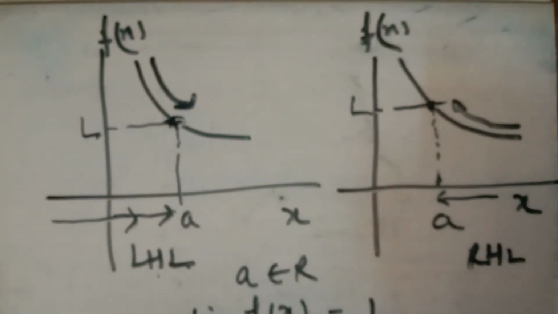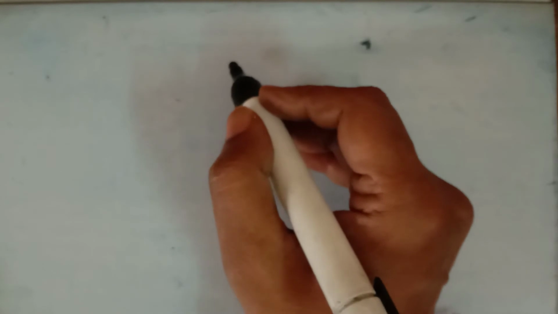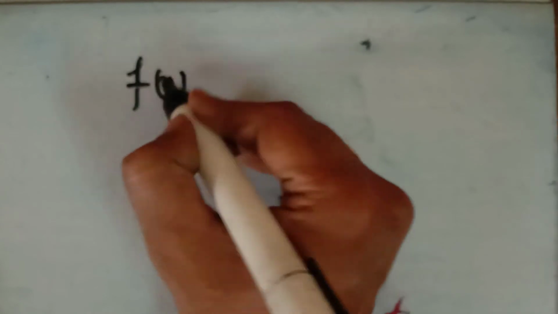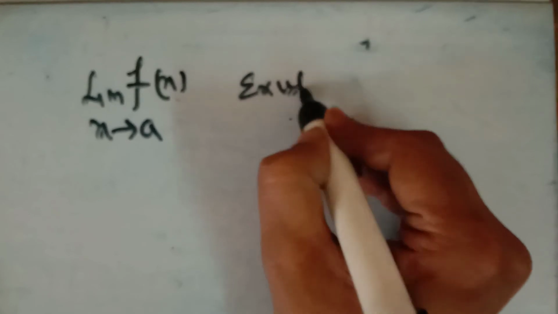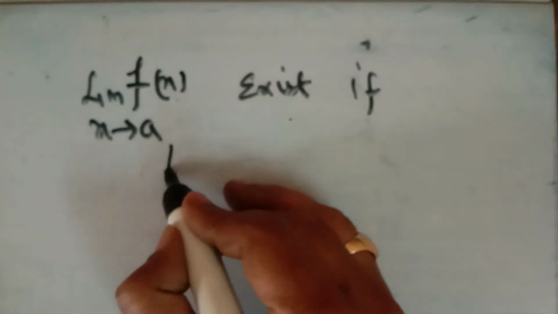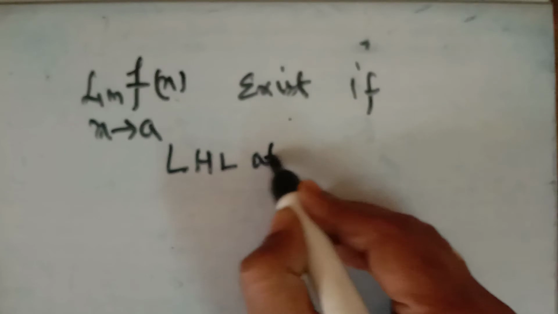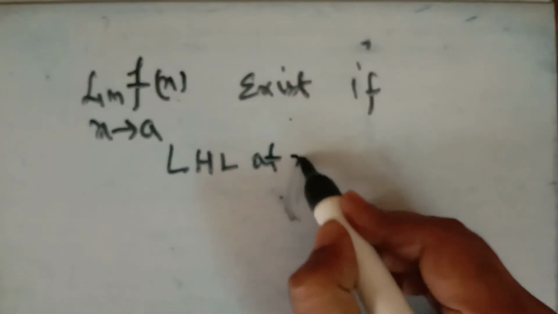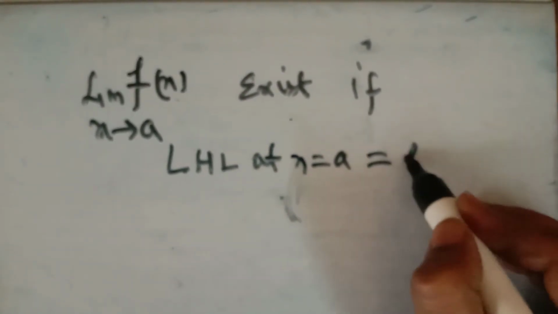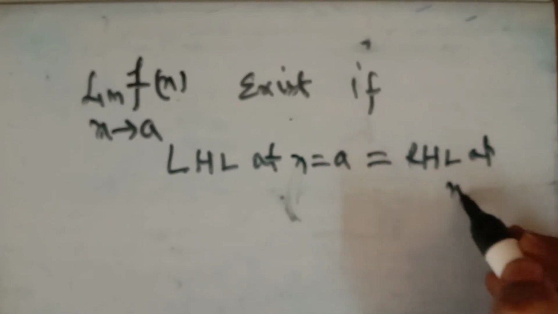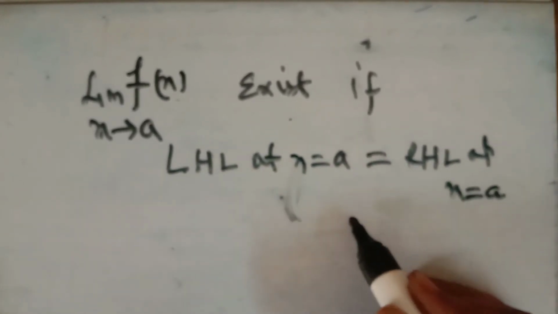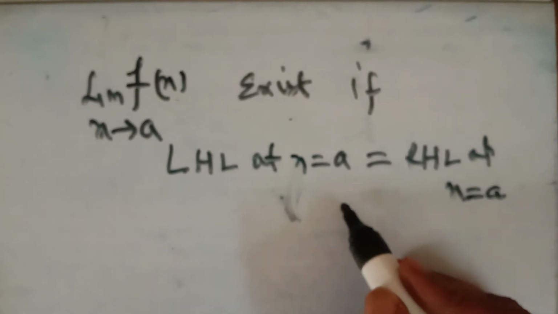So this is the concept of the left hand limit and right hand limit. And I've already given you an example in which the limit of the function does not exist. The limit of the function at x is equal to a exists if the left hand limit at x is equal to a is equal to the right hand limit at x is equal to a.